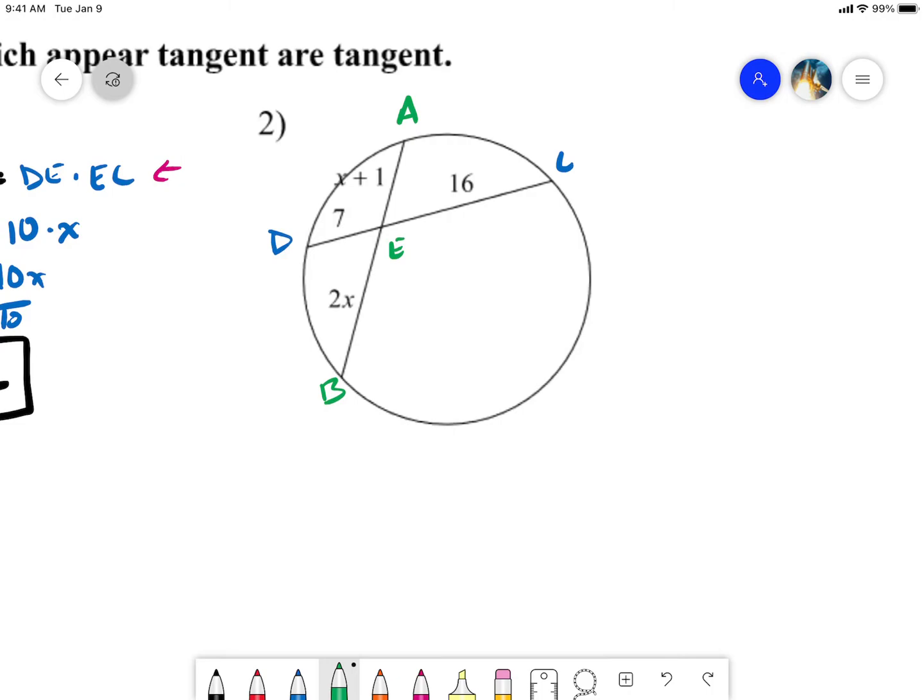And again, so just starting off the same way, right? The segments of chords theorem says that if I take AE and I multiply it with EB, that should give me the same thing as if I take DE and multiply it with EC.